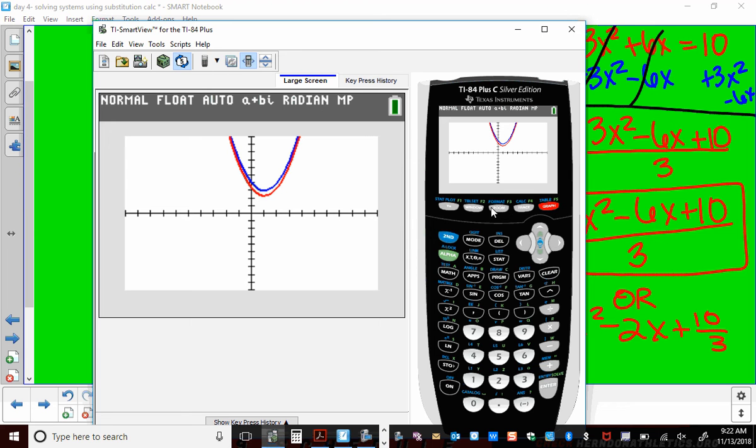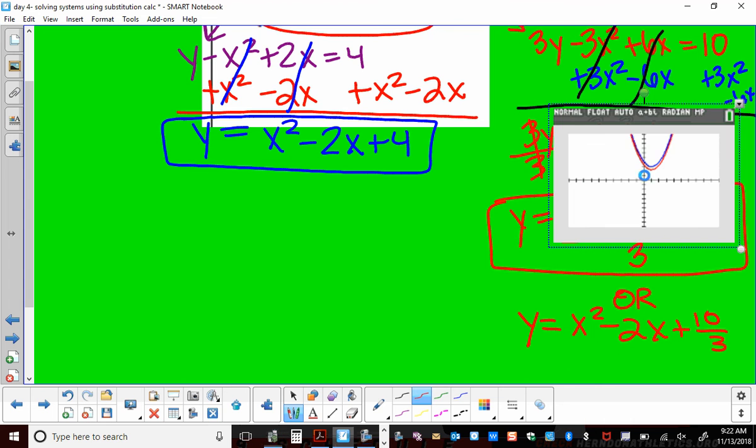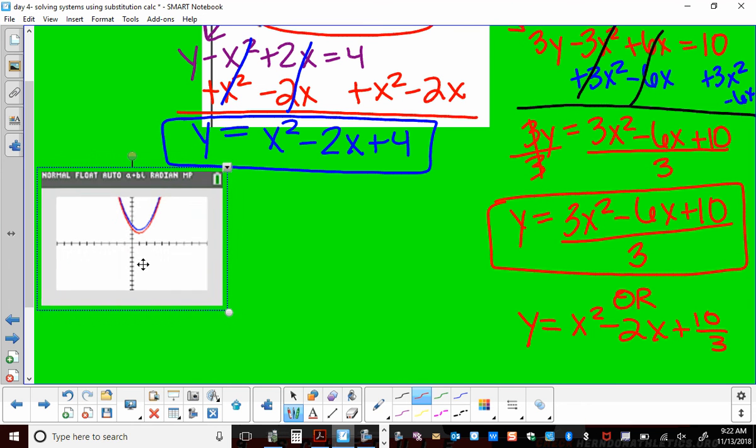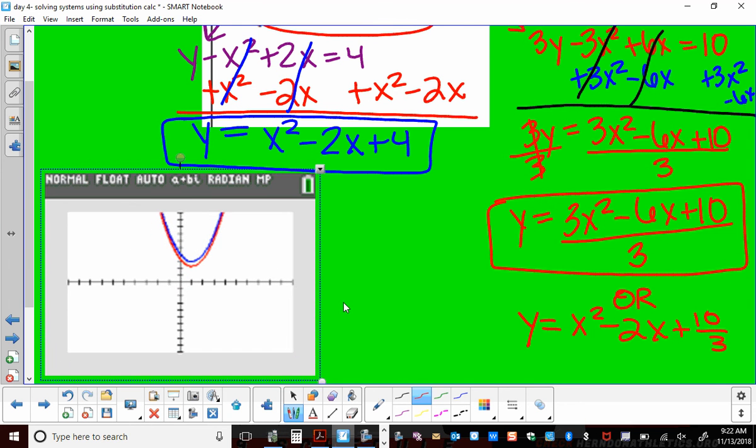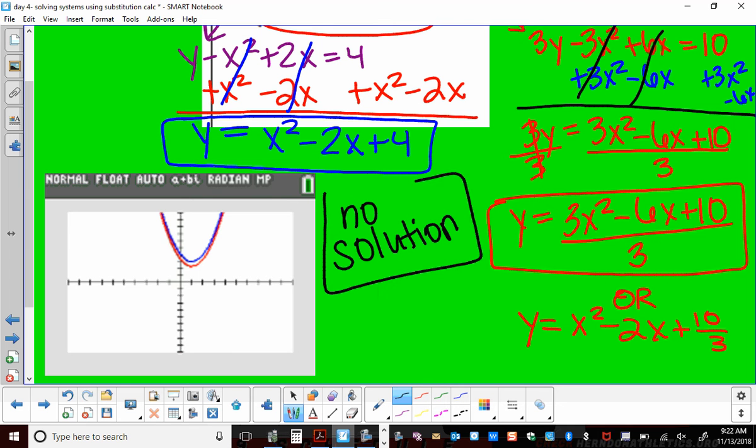You guys see how the red line or the red graph is a little bit on the outside of the blue one? Yeah, that one's not crossing. Oh, we did all that work. Our answer would be no solution. All right, I'm gonna leave you guys to work on the last three. I'll put answers up.